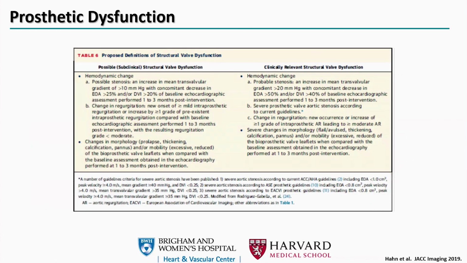Based on several other studies, these are the echo criteria that have been proposed looking for TAVR thrombosis and stenosis. Possible or subclinical valve dysfunction should be considered if there is an increase in the mean gradient by 10 millimeters of mercury with a drop in the dimensionless index by more than 20%. And clinically important valve dysfunction is highly likely if there is a change in mean gradient by more than 20 millimeters of mercury with a drop in the dimensionless index by 40%.